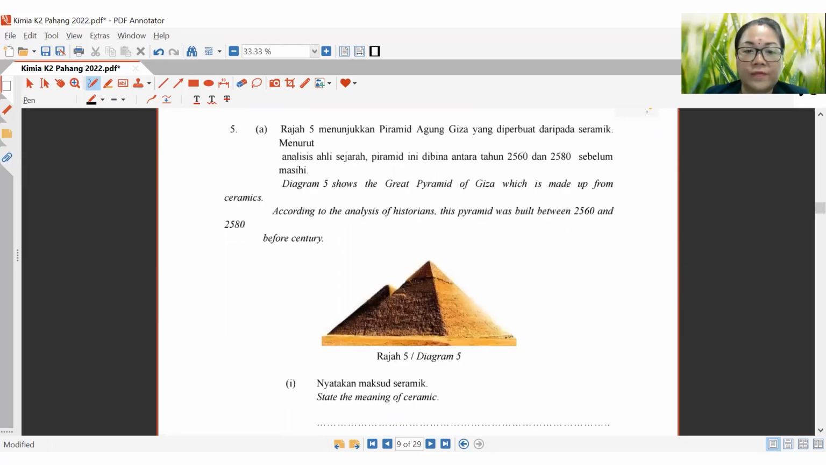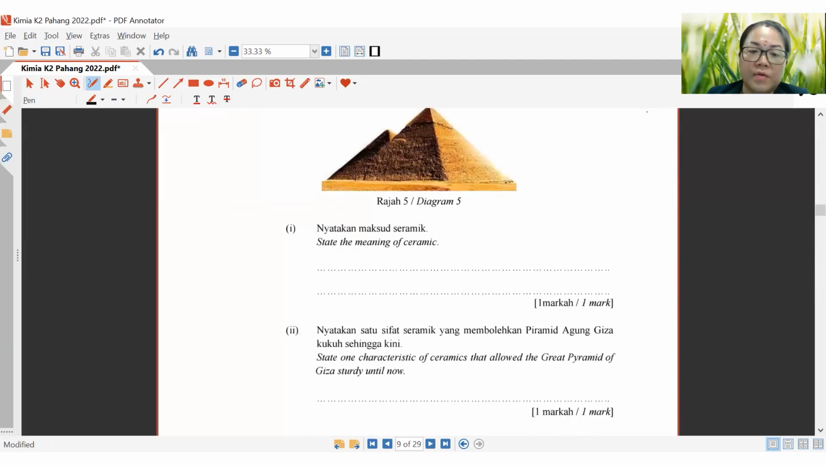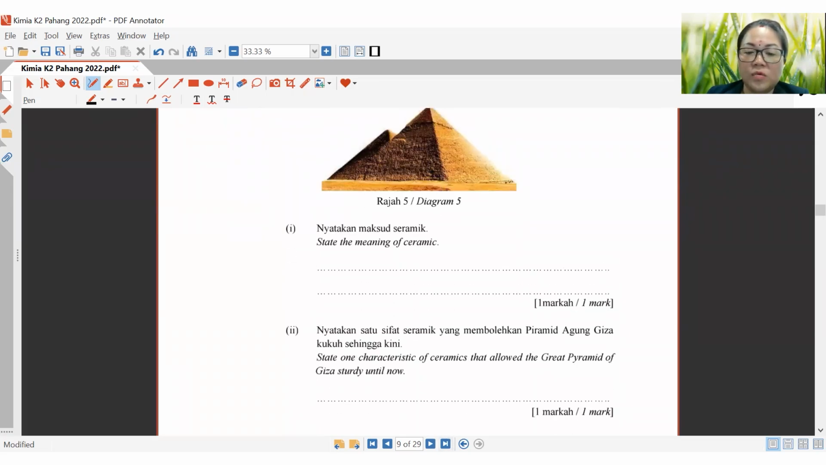Now let's look at question 5. Diagram 5 shows the Great Pyramid of Giza, which is made from ceramics. According to the analysis of historians, this pyramid was built between 2560 and 2580 BC. Okay, so this is the pyramid. 1. State the meaning of ceramic. So you can't run from definition. You definitely need to memorize lah.